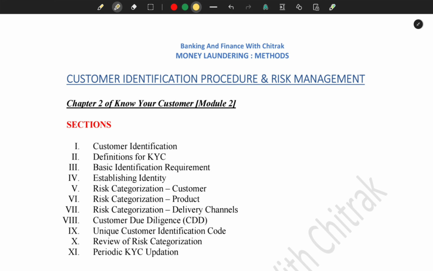Now, this chapter is divided into 11 sections. What are those? Customer identification, the definitions for KYC, what are the basic identification requirements, establishing identity of a customer, risk categorization of customer, product and delivery channels, customer due diligence, UCID or unique customer identification code, review of the risk categorization of different kinds of products, then periodic KYC updation process. So these are all the sections of this chapter. Now we'll go through all of these one by one.